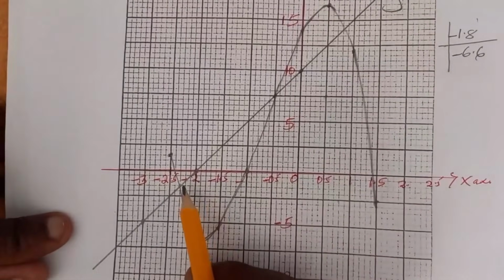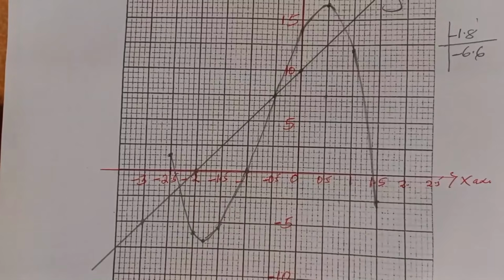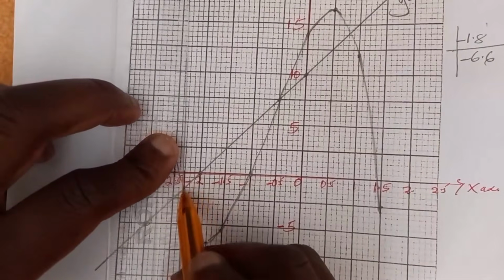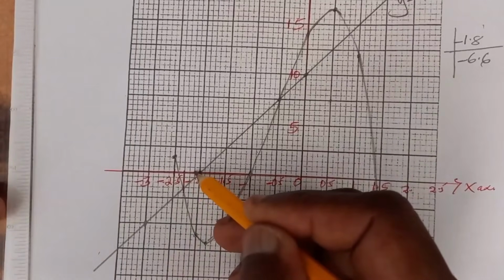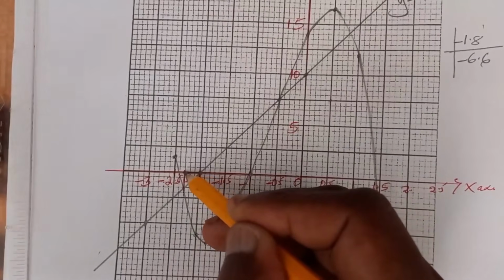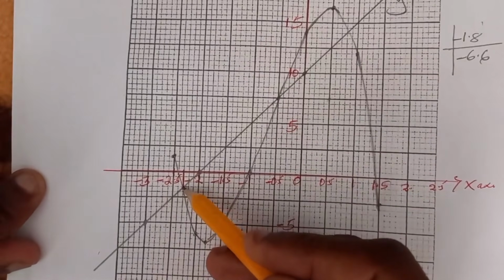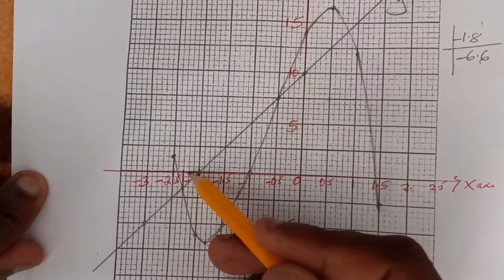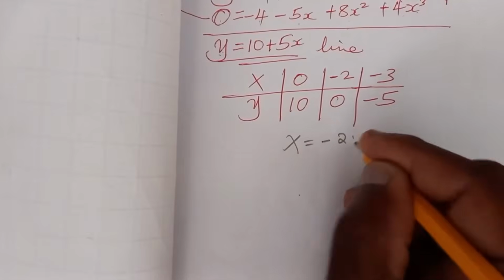So these are the points. Read the x coordinate of this point. Like this point here. Just read the x coordinate. So the x coordinate of this point is here. So this is negative 2, 2.1, 2.2, 2.3. So this is 2.3. So that is the first point here. The x coordinate of this point of intersection of this straight line and the graph is negative 2.3. So the first one is x is equal to negative 2.3.